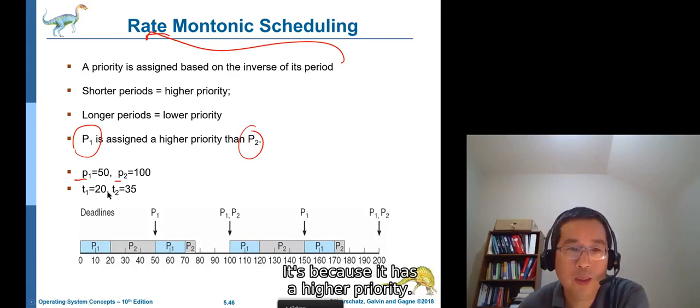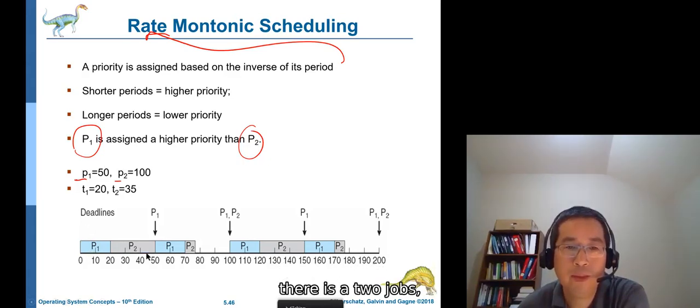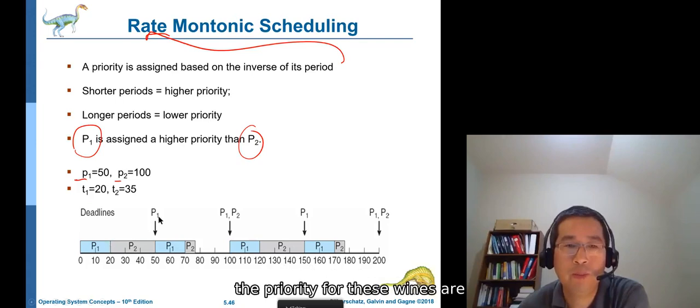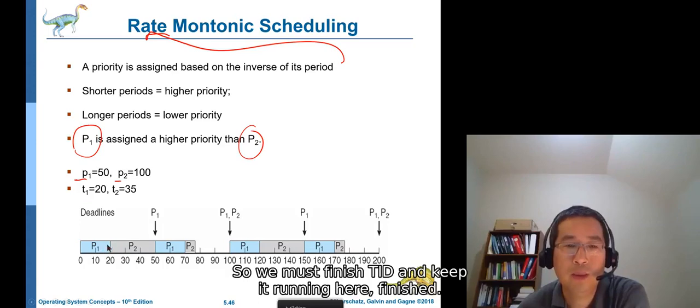And then T1 is the running time. Because P1 has a higher priority, we schedule it first whenever it is available. So when we look at the first period, there are two processes, P1 and P2. P1 is there, P2 is there. But P1 has high priority, so we'll run P1 first till finish. Because here we didn't consider preemption, there's no way to preempt another job, because the priority for this one is always higher than the other one. So we must keep running till finish.